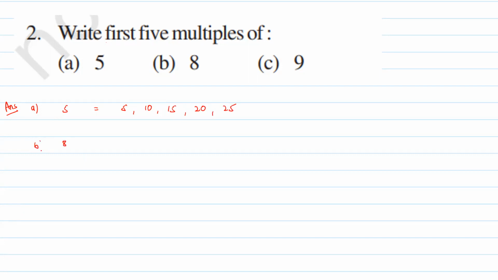Then for 8, it would be 8. 8 twos are 16. 8 threes are 24. 8 fours are 32. And then 8 fives are 40. Then for 9, it would be 9, 18, 27, 36 and 45.